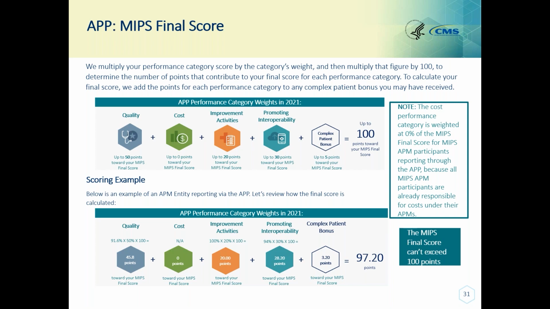So quality is still 50% of your score. Cost is reweighted. Improvement activities is still 20%, and promoting interoperability is 30%. So in terms of the category weights, the APP aligns with what we've done historically under the APM scoring standard. Next slide.